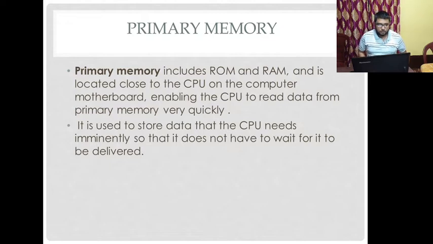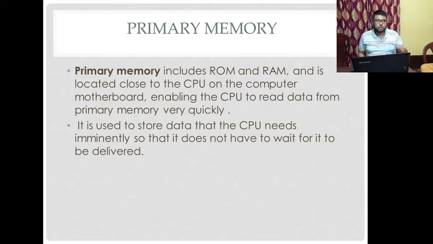Primary memory includes ROM and RAM and is located close to the CPU on the computer's motherboard. That enables the CPU to read data from the primary memory very quickly. So these are memories that are present in the motherboard near the CPU, basically used for quick calculation, and it stores a little bit of data, but the processing power of these storage devices is very fast. It's a fast storage device.